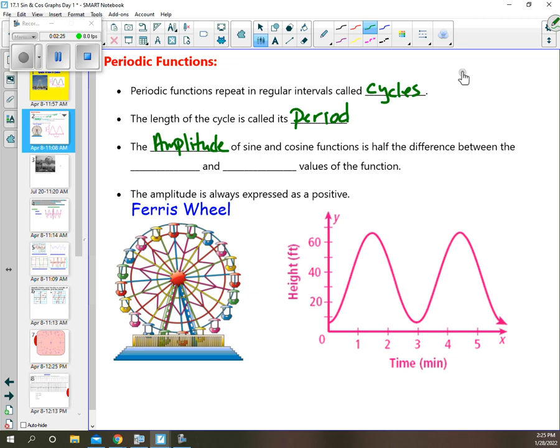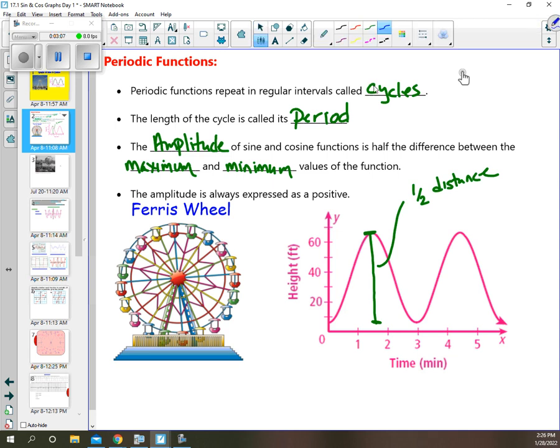The amplitude for sine and cosine is half the difference between the maximum value, wherever the top of the graph is, and the minimum value of the function. Basically the difference between maximum and minimum. When we look at figuring out what that value is, it's really the distance from the middle to the top, or the middle to the bottom. I'll draw it on this picture here so you have an example of what that looks like. The amplitude would be taking the distance from the maximum value up here to the minimum value down there and taking half of it. So it's half of that distance. Basically the middle to the top or the middle to the bottom.